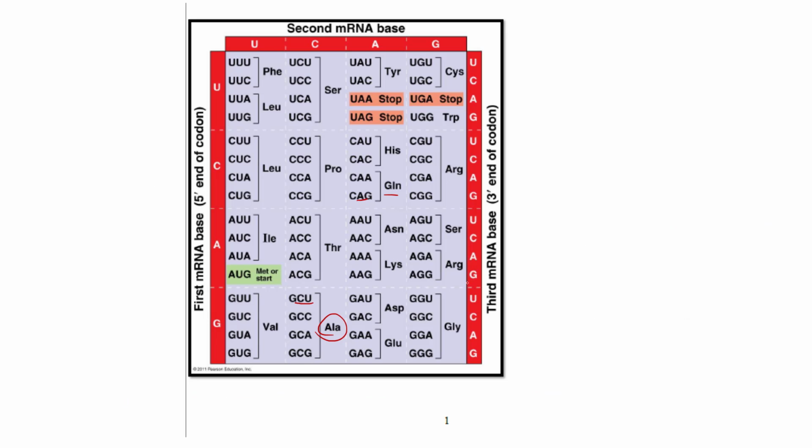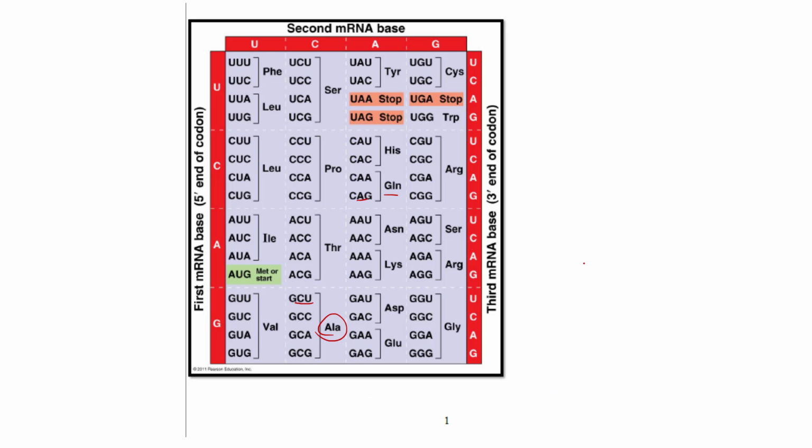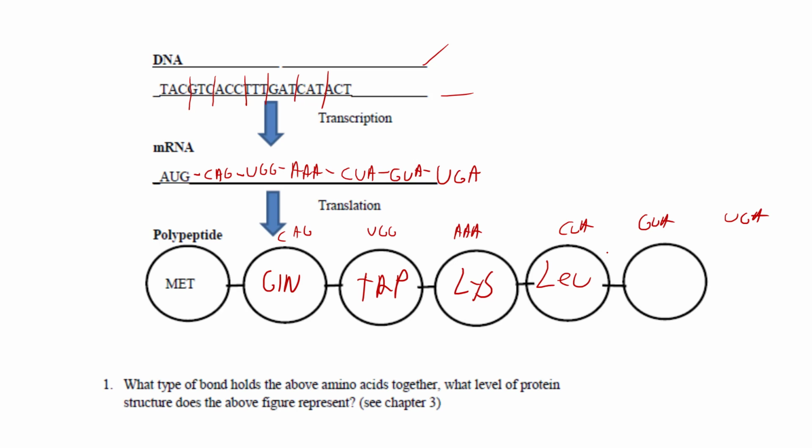CUA. What's CUA code for? CUA is LEU, leucine. GUA, what's it code for? GUA is VAL, valine, the amino acid VAL, and UGA is stop. It doesn't code for an actual amino acid. That's where the cell knows where to stop. Okay, so there's our polypeptide.